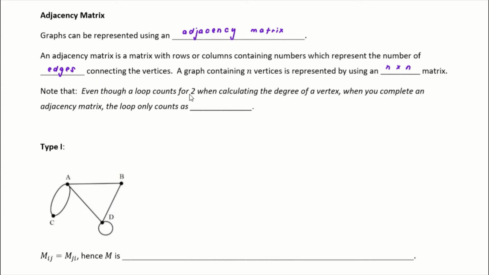Some important notes before we move on to the construction: even though a loop is counted as 2 when you are calculating the degree of a vertex, remember that for an adjacency matrix, a loop is only counted as 1 edge.